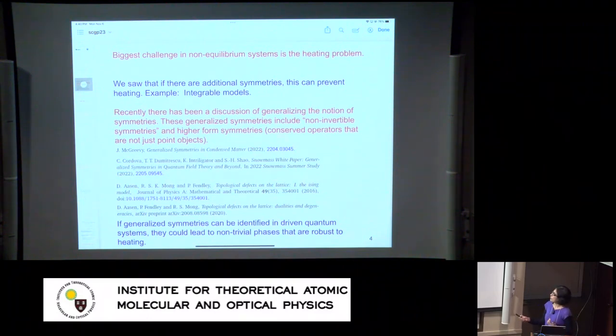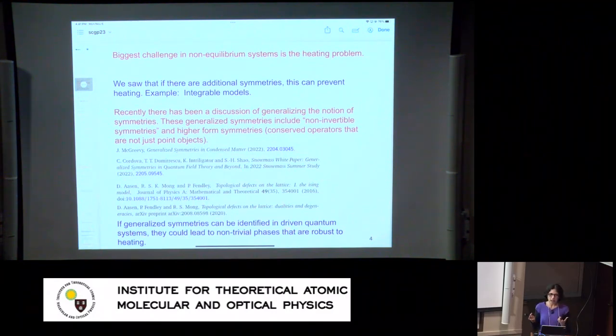But in the last few years, people, especially from the high energy physics community, and this actually also has a history among condensed matter physicists, have realized that you need to think about symmetries in a bigger way. You shouldn't just think about unitary symmetries, you should think about these so-called generalized symmetries, which include non-invertible symmetries, which I'm going to talk about a lot, and also higher form symmetries, where these conserved operators are not just point objects.